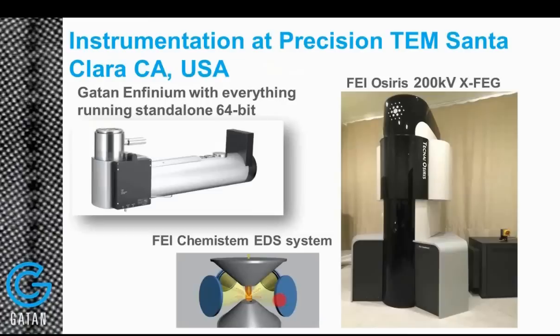So this is the instrumentation that we used at Precision TEM in Santa Clara. We have an FEI Tecnai Osiris operated at 200 kV. This system has an X-FEG, high brightness gun. It's also equipped with Chemi-STEM EDS. Basically, we have four EDS detectors around the sample, for high collection efficiency. And we also have a Gatan Infinium loaded with pretty much everything from fast spectroscopy to dual EELS. It's also run as a standalone system where we have all the Gatan software on a separate computer.